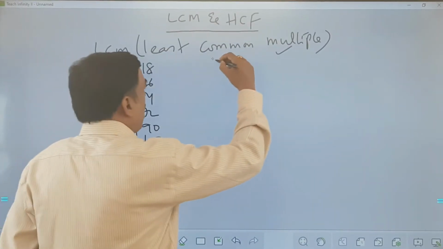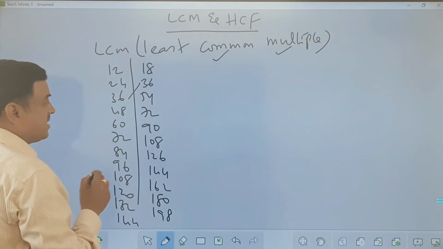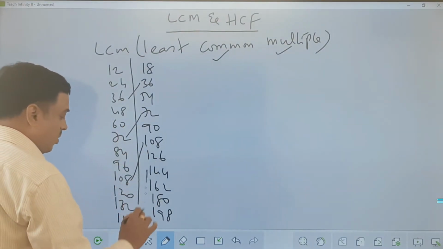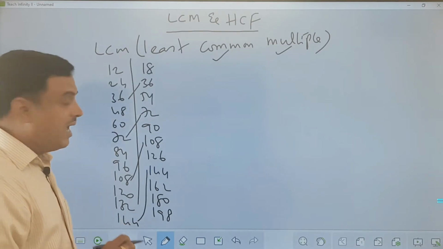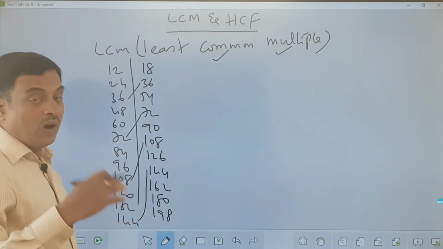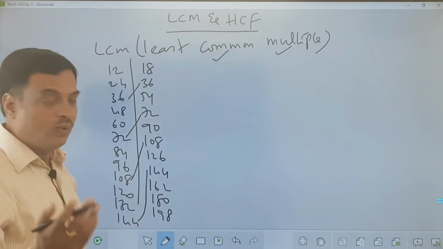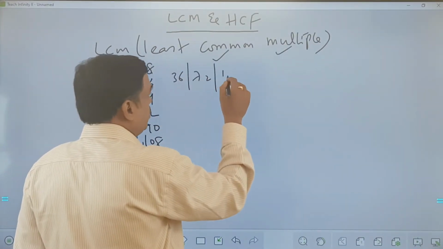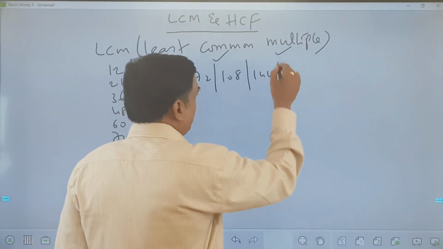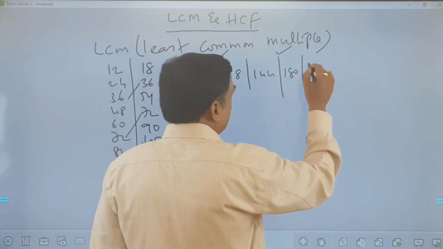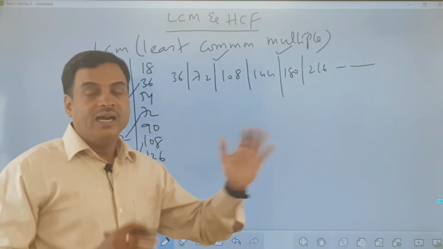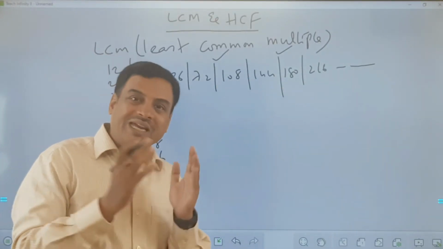Now, what is common in these two? You can see 36 is common, 72 is common, 108 is common, 144 is common, and if I write some more here, 180, 216 will be common. So common multiples are 36, 72, 108, 144, 180, 216 and so on. When multiples are infinite, common multiples also will be infinite.